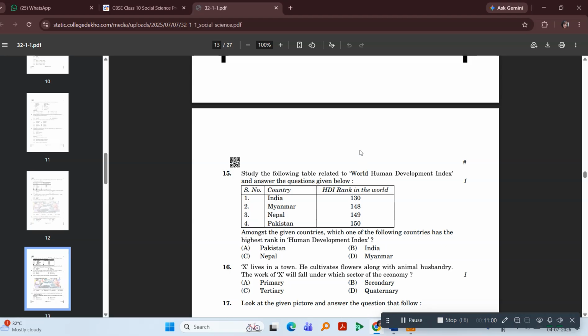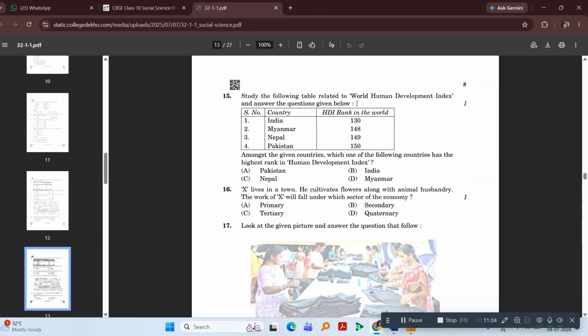Let's move on to the 15th question. Study the following table related to World Human Development Index and answer the questions. This is the table. Have a look at the table clearly. Among the given countries, which one has the highest rank in Human Development Index? The options are A, Pakistan, B, India, C, Nepal, and D, Myanmar. The table has four serial numbers. The countries are India, Myanmar, Nepal, and Pakistan, and their HDI ranks in the world are India 130, Myanmar 148, Nepal 149, and Pakistan 150.